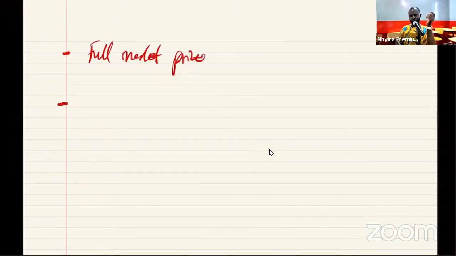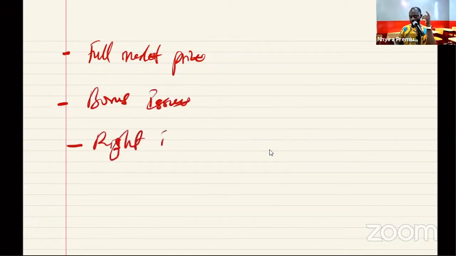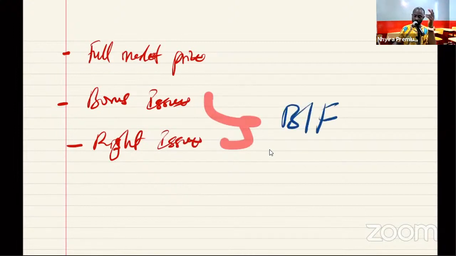All we are saying here is that there could be a bonus issue and there could also be a rights issue. In the cases of a bonus issue and a rights issue, you must always remember to compute the bonus fraction, and that the bonus fraction affects shares outstanding prior to the rights issue.